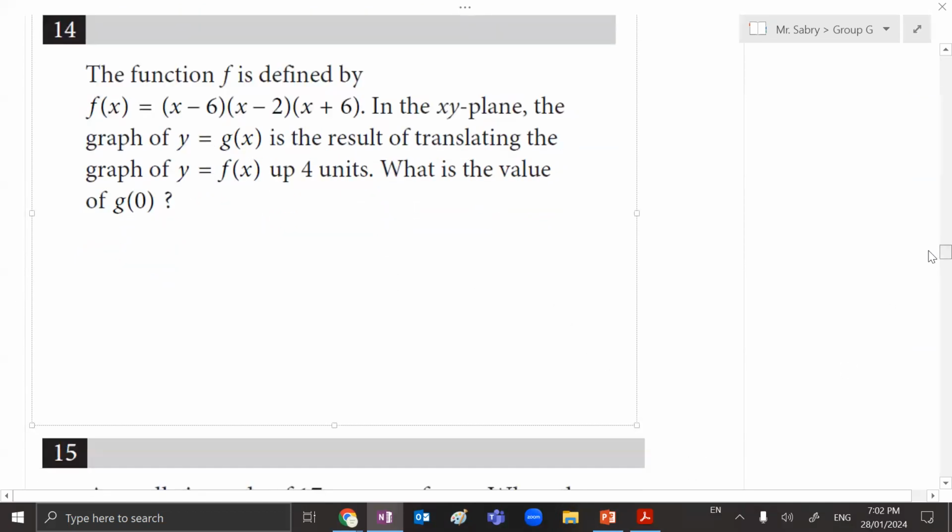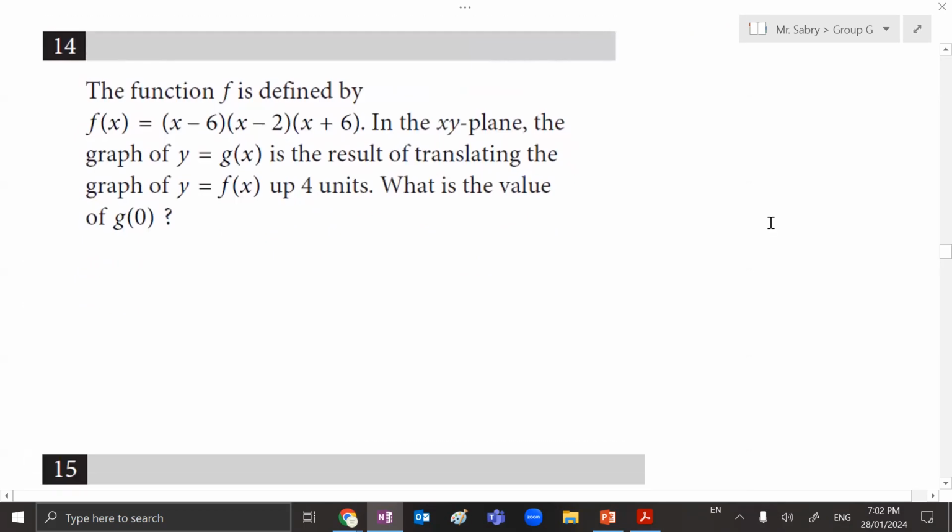Anyway, طيب, 14. The function f is defined by this. The graph of y equals g of x is the result of translating this 4 units up. What is the value of g of 0? So I moved this 4 units up. أول حاجة, هو عايز g of 0 والg هي عبارة عن f of x واتحركت 4 units up، يعني f of x اتعملت plus 4. فخلاص هحاول أعمل إيه؟ هجيب الأول f of 0 وبعدين أعملها plus 4.